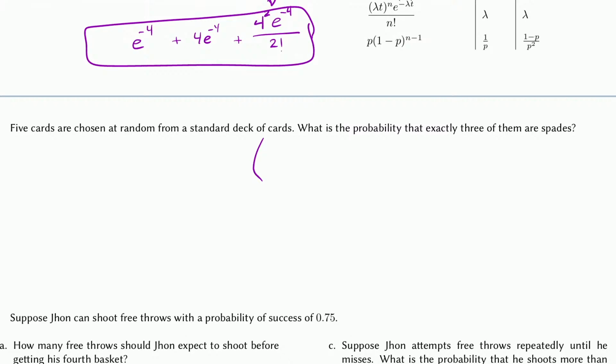Anyway, yeah, this one's hypergeometric. I'll just write down the answer. Once you know the structure of the hypergeometric random variable, it's pretty easy. So exactly 3 spades. The other 2 are whatever over 52 choose 5. That's good enough.